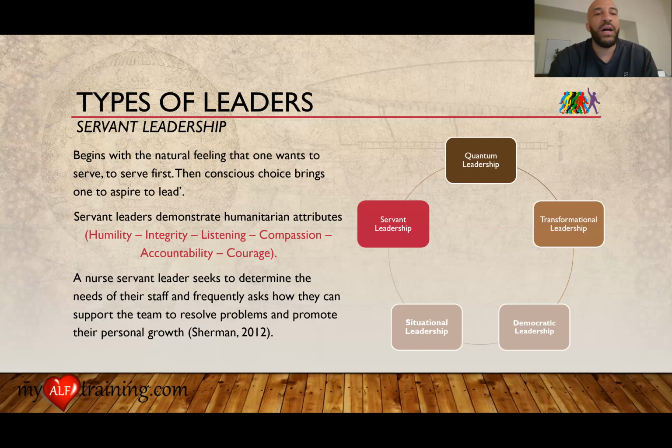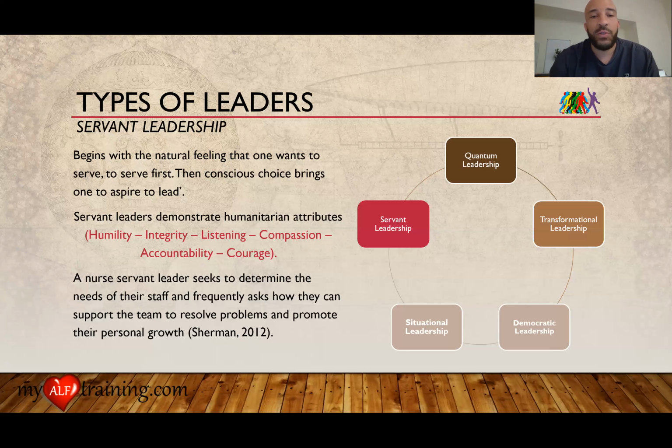Servant leadership begins with a natural feeling that someone wants to serve. They want to serve people first. So if you think about that, that's just about every person in healthcare, or a large portion of people in healthcare. We all had a calling or a feeling or some sort of desire that we wanted to help people. We wanted to serve other people. And with servant leadership, it's no different, except they want to serve people first, and then they make a conscious choice that they want to become leaders.